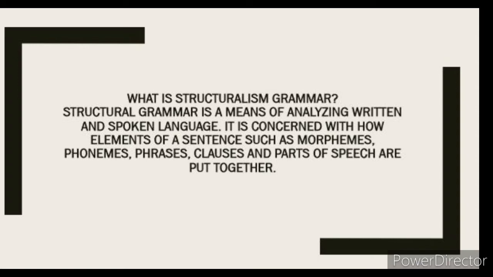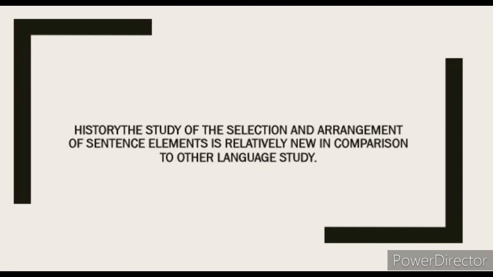What is structural grammar? Structural grammar is a means of analyzing written and spoken language. It is concerned with how elements of a sentence, such as morphemes, phonemes, phrases, clauses, and parts of speech, are put together. Under this form of linguistic analysis, it is how these elements work together that is most important, as the relationships between the elements typically have a greater meaning than any single element. The study of this method, therefore, is an important tool for improving clarity in communication.